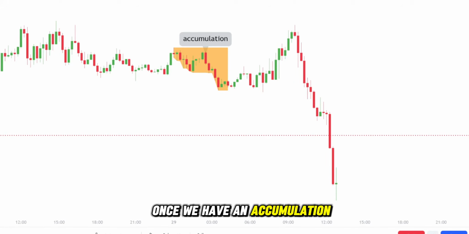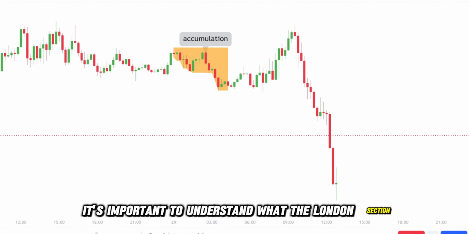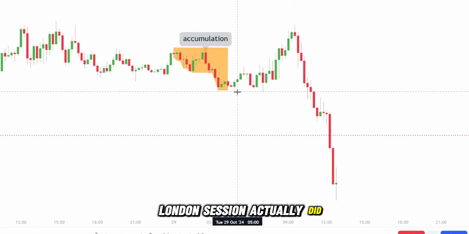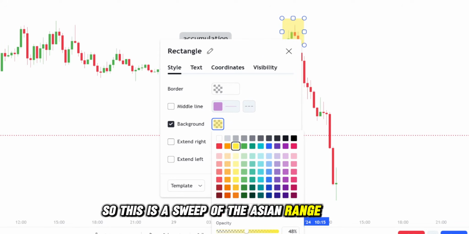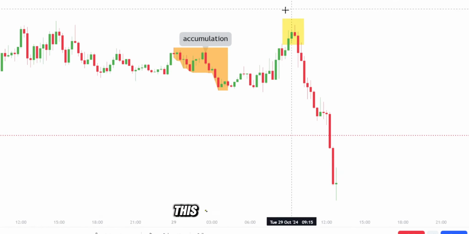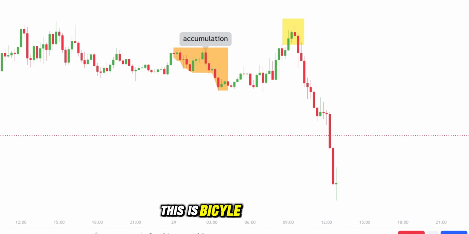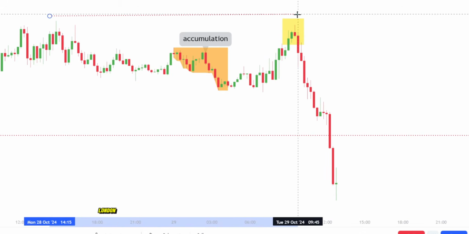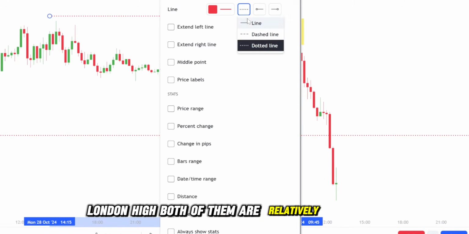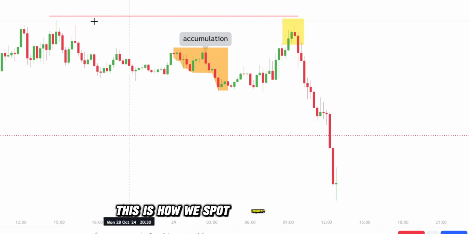Once we have an accumulation, it's important to understand what the London session actually did. The London session swept the Asian high. So this is a sweep of the Asian range high. This is a liquidity sweep. This is buy side liquidity. Also notice how we have Monday's high and Tuesday's London high. Both of them are relatively equal highs. This is how we spot liquidity in the market.